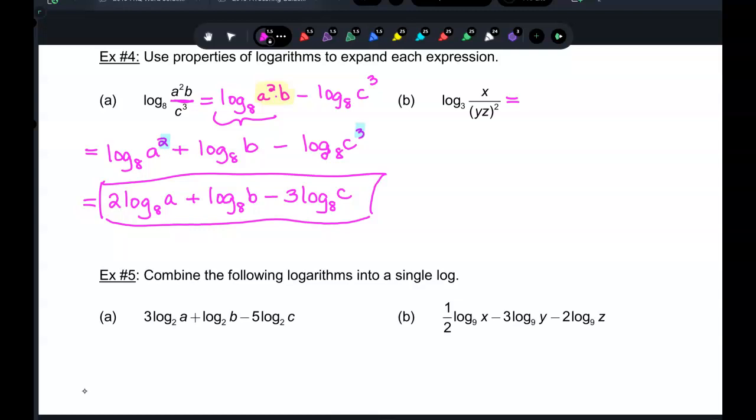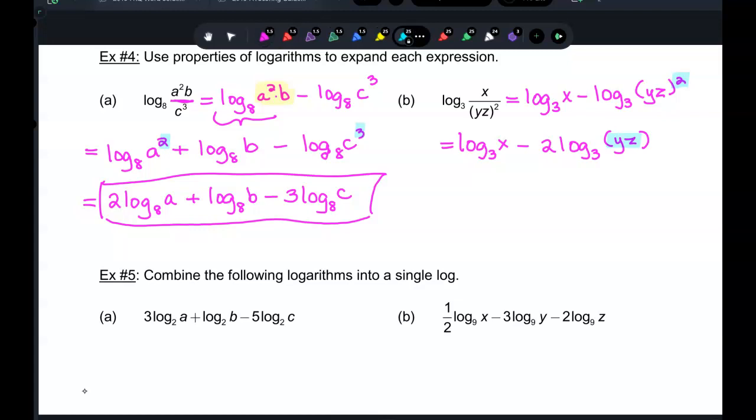So again, I'm going to start with the division part and turn that into subtraction. So I have log base 3 of x minus log base 3 of yz to the second power. Now the first part, the log base 3 of x, there's nothing I can do with that, so I'm going to leave that. However, I see I have an exponent here. Now I could distribute the exponent to y and z and make that y squared and z squared, but I actually would prefer to just leave the 2 in front of everything. So I'm going to put minus 2 log base 3 of yz.